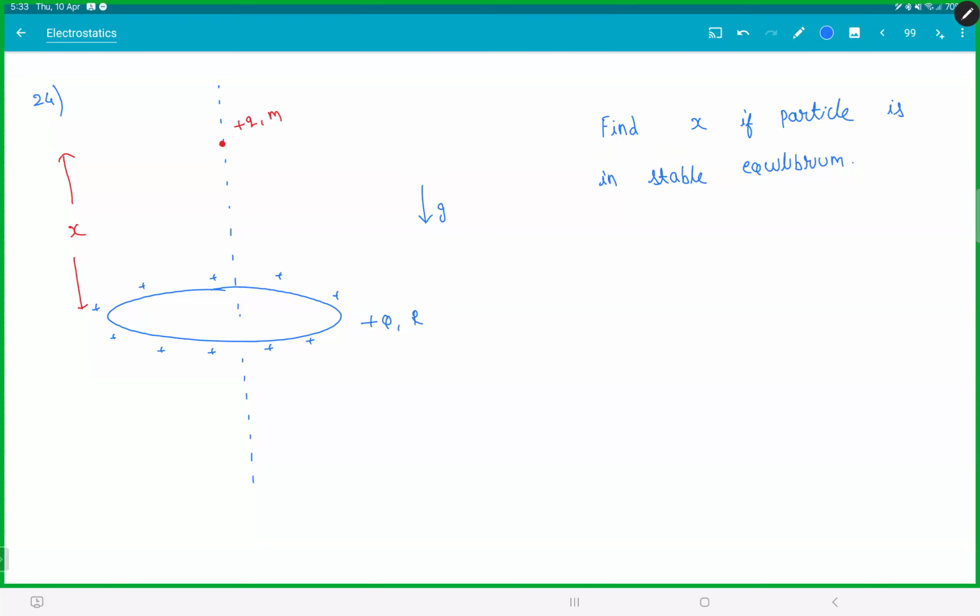I'll frame the question in another way. Find x if the particle is in equilibrium. That's a completely different question from find x if the particle is in stable equilibrium. Think, how will we do this?